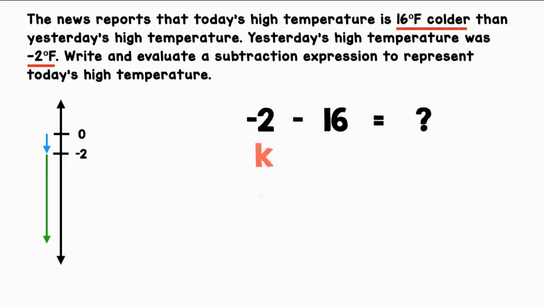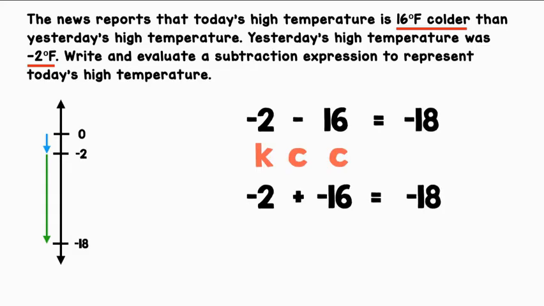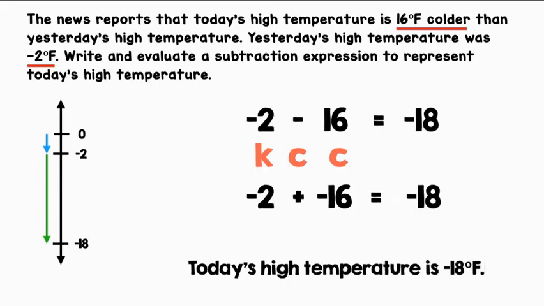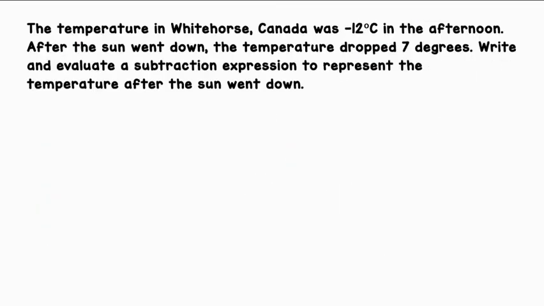Let's keep the -2, change subtraction to addition, and change +16 to -16. -2 plus -16 equals -18. Today's high temperature is -18 degrees Fahrenheit.